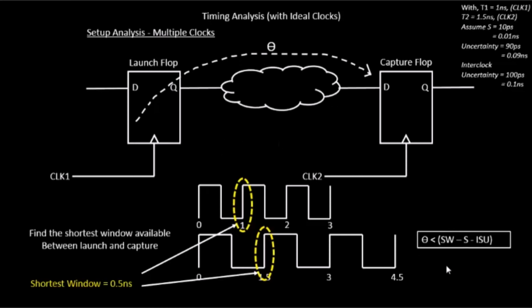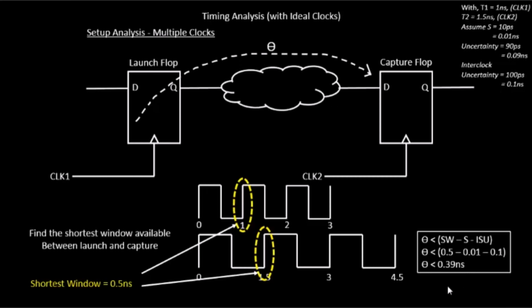This is slightly different from what we saw till now, because in the previous case this was not the shortest window, it was the actual time period T, and in this case it is the shortest window. By putting these values into these variables, we see that the combinational delay comes to 0.5 minus 0.01 minus 0.1, which comes around to be 0.39 nanosecond or 390 picosecond.